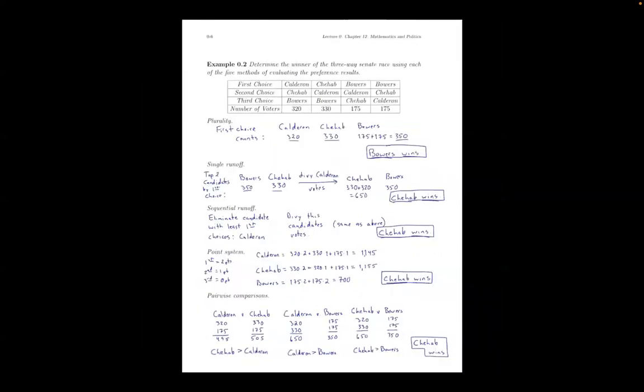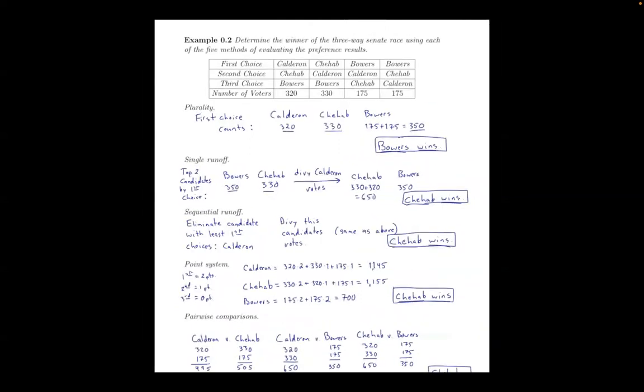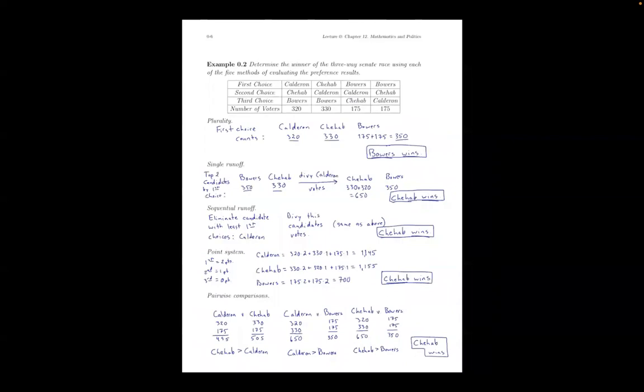What's interesting is there are so many different ways to total these things up. I think a lot of states are adopting ranked choice voting, and I think most of the time they're using sequential runoff in order to determine the winner of ranked choice voting elections. So that's an interesting fact for modern times.